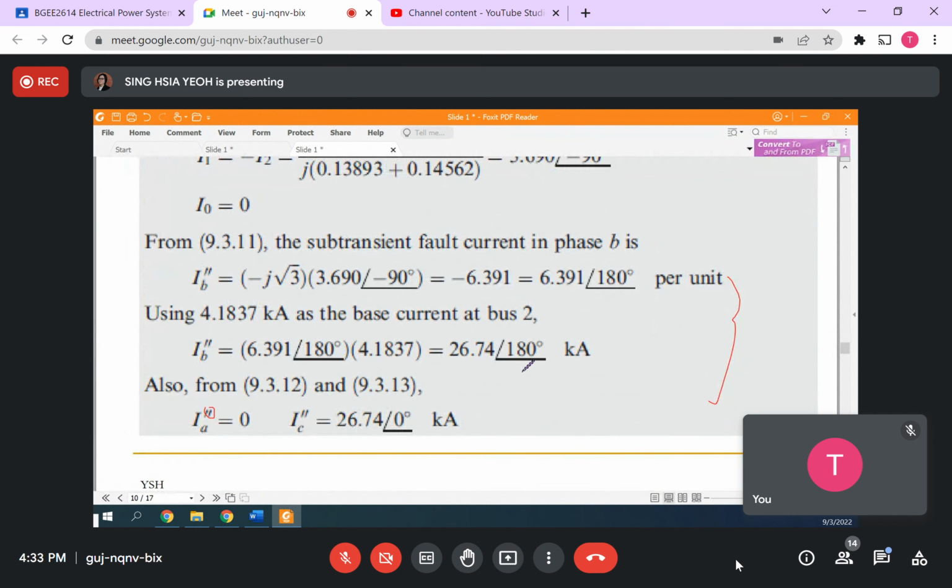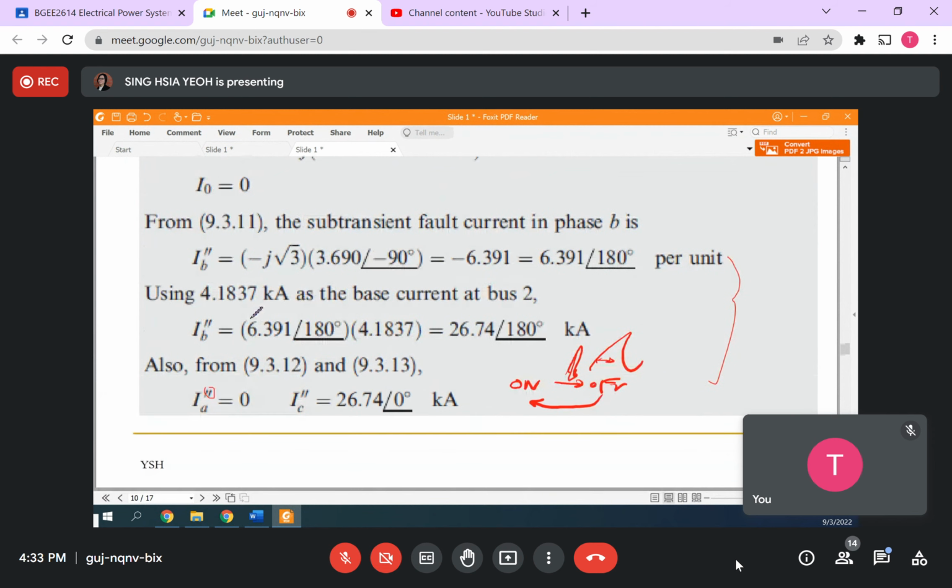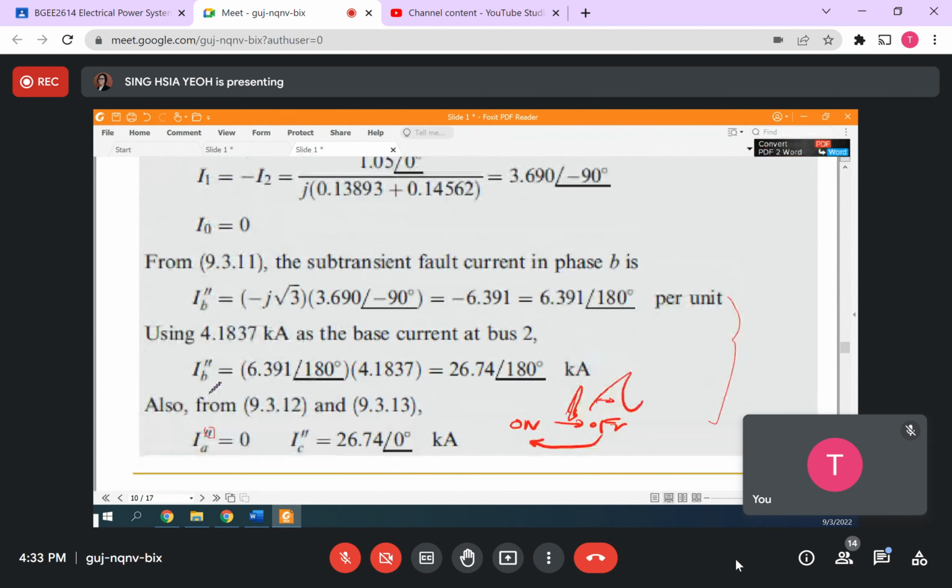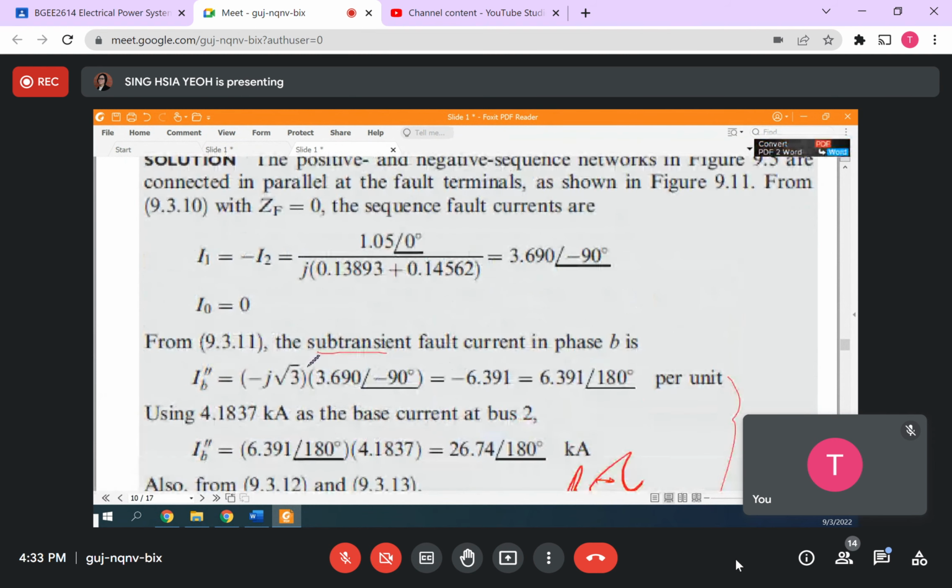Double prime is sub-transient. Sub-transient means, you know what is a transient, right? Transient means you go from on to off or off to on state, then you have transient, a sudden spike. Then sub-transient means it's a sudden spike in the first few microseconds or milliseconds, then we call it sub-transient. But I don't really need to care about this sub-transient fault. You just do as usual.